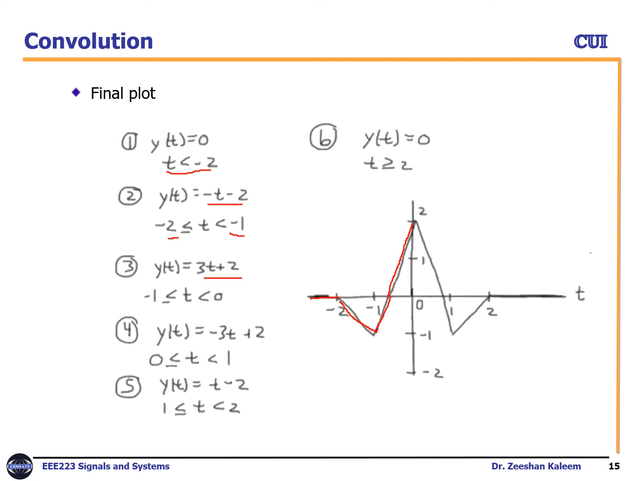And for the other range, 0 to 1, we have a negative slope, minus 3t plus 2. So from here we will go down. And then for t greater than or equal to 1 and less than 2, we have t minus 2. So we have t minus 2 in this way, right? And finally, for t greater than or equal to 2, we have 0. So this is the final part, and this was the second example discussing the convolution for a continuous signal.